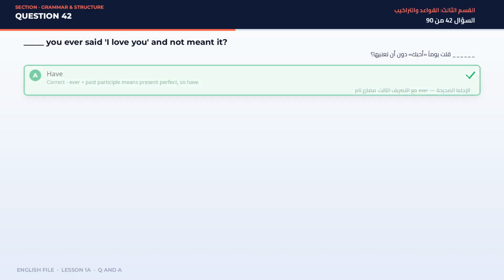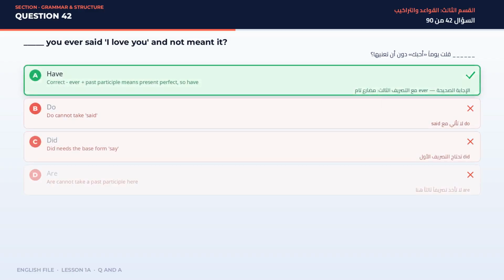The answer is A, have. Ever plus past participle means present perfect, so have. Not B, do cannot take said. C, did needs the base form say. D, are cannot take a past participle here. Question.